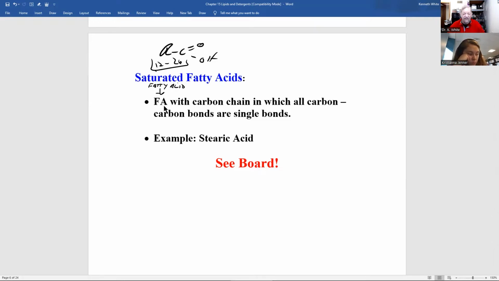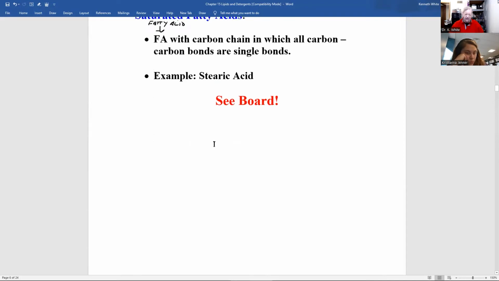And a saturated fatty acid is a carboxylic acid from fats and oils that have only carbon-carbon single bonds. And the example I asked you to learn was stearic acid. And stearic acid has this structure.